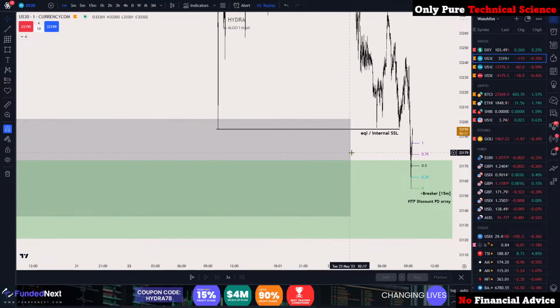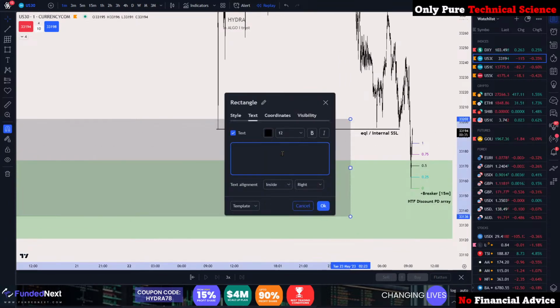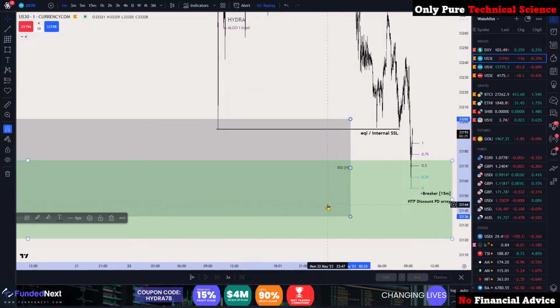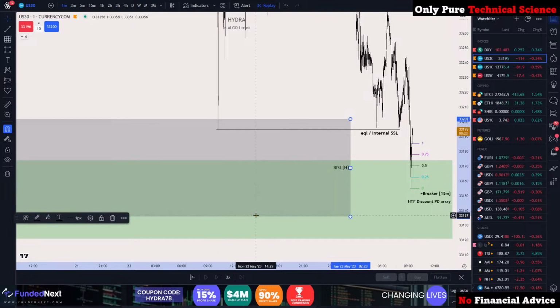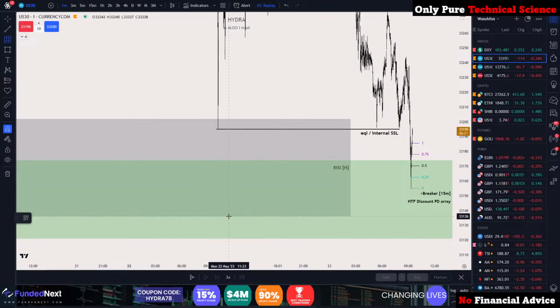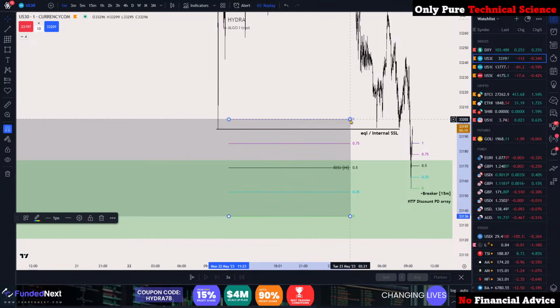So this gray shaded box that you see, that's our hourly fair value gap. BC hourly. And if I measure this BC like I do, from this low to the high, where do you see the midway? The midway is here.